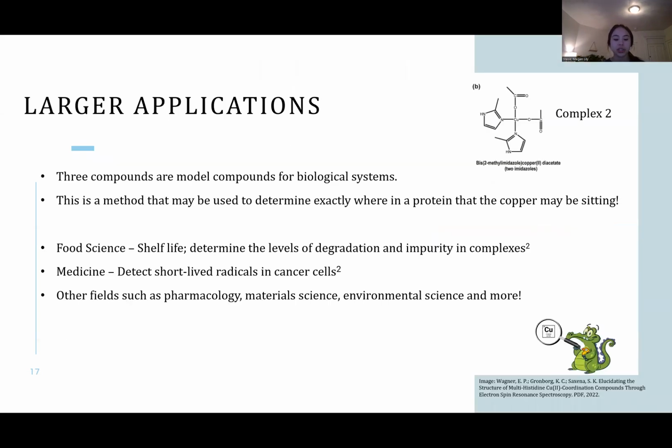Now, overall, this investigation contains 3 copper complexes that simulate molecular environments within proteins and corresponds to amino acids within these proteins. So the trends regarding the G factors and hyperfines can be then applied to larger biological compounds. For instance, if we have a protein that we know binds to copper, we are able to calculate a G and A value for the compound by using its spectrum. And if these terms are similar to one of the model compounds that we had studied, so for example, if its G factor and hyperfine are similar to complex 2, then we can infer that copper is sitting in a space that contains those specific amino acids and oxygen atoms. So this is a method that may be used to determine exactly where in a protein the copper may be sitting. And of course, more applications include food sciences, medicine, and much more.